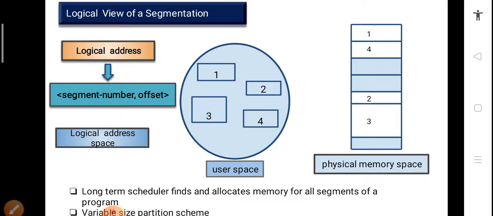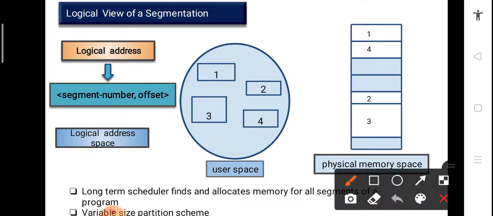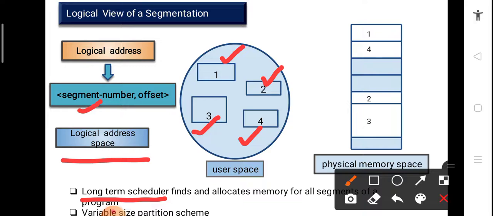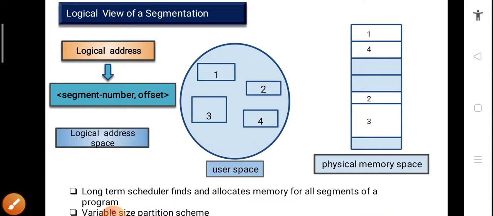Now you can see here the logical address, which consists of a segment number and an offset, and in this logical address space we have different segments, segment 1, 2, 3 and 4, having different lengths. Physically, like the long-term scheduler, it finds and allocates memory. You can see that memory is allocated to 1, then 4, then 2 and then 3, and everywhere the length is varying. This way the logical address is converted into a physical address by using the segment table.